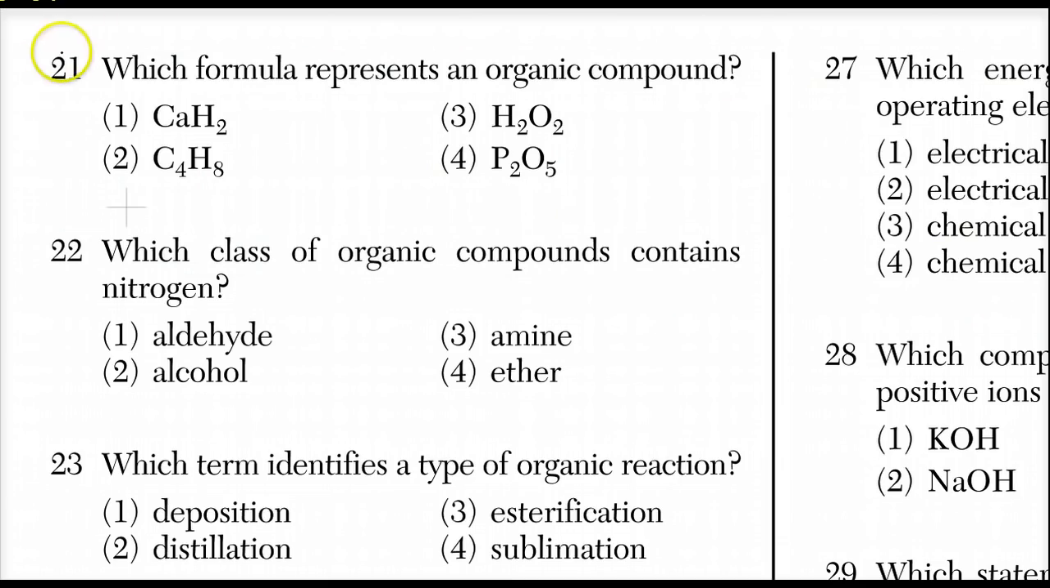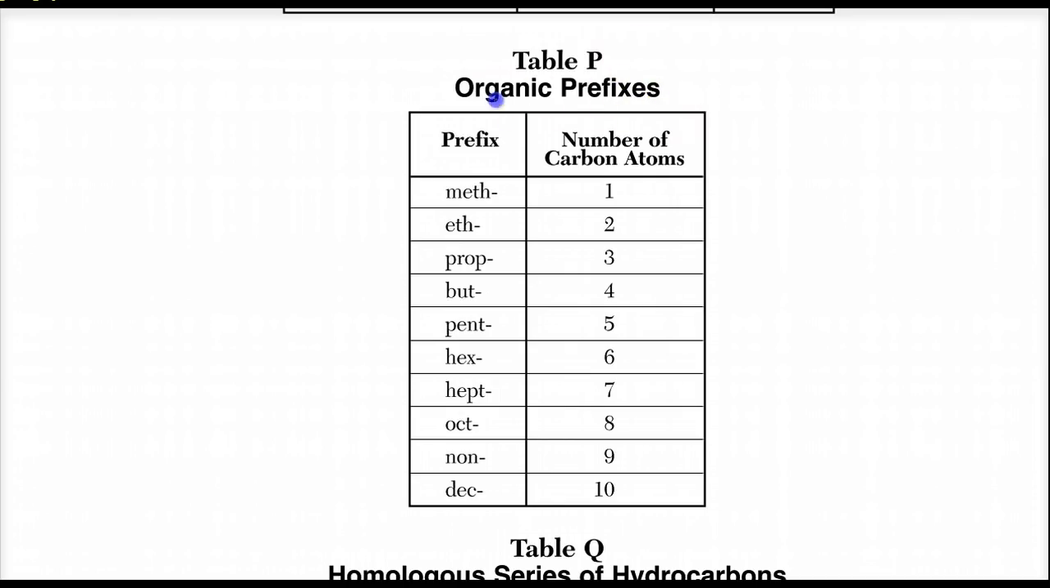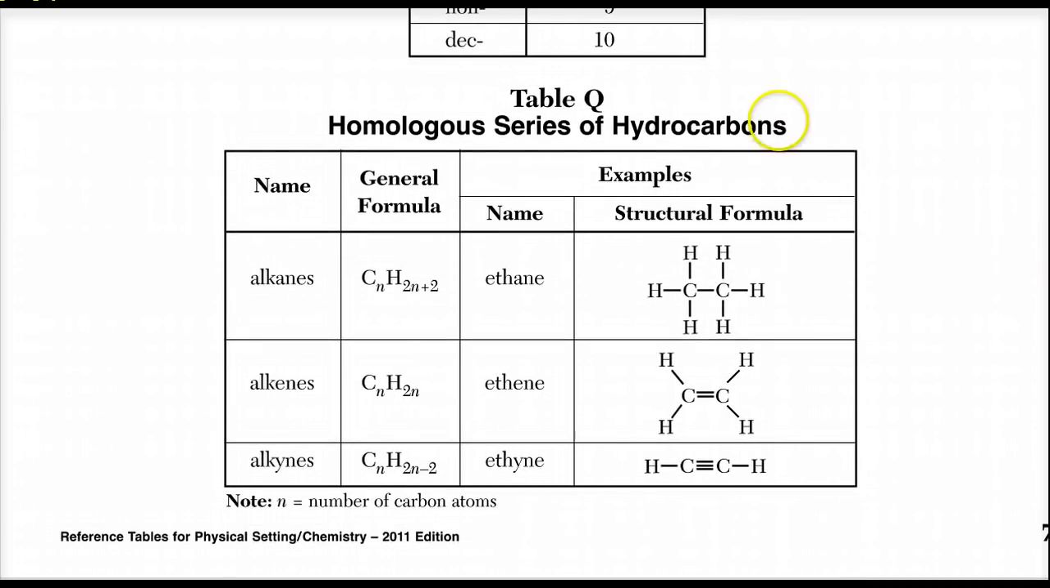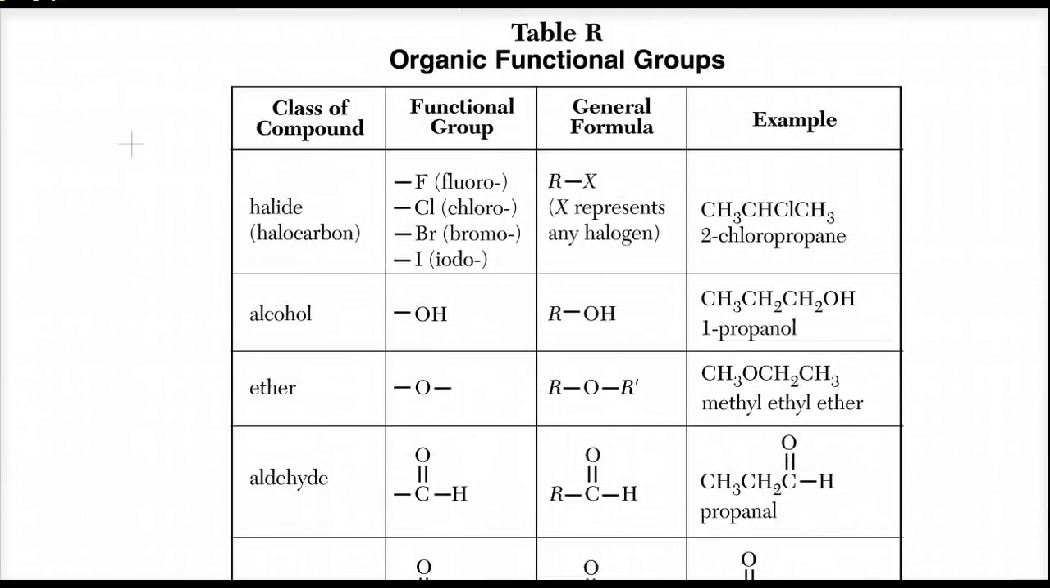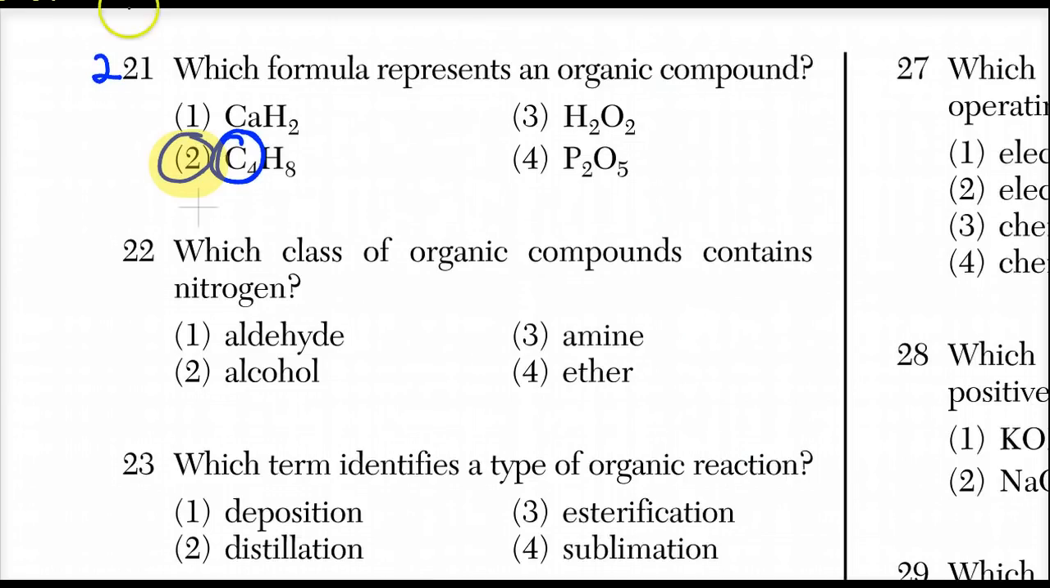Number 21. Which form represents an organic compound? You have to have carbons to be an organic compound. There's just no ifs or buts about it. So that's number 2. If you didn't know that, Tables P, Q, and R show us. Table P is organic prefixes, which is based on the number of carbons. We have Table Q, homologous series of hydrocarbons. How many carbons and how they're bonded leads to the naming system. And then we have the functional groups, which all have what? A carbon backbone.